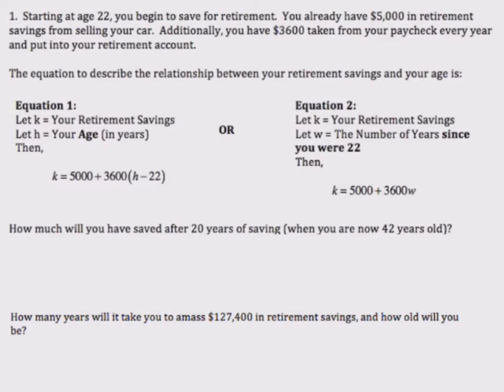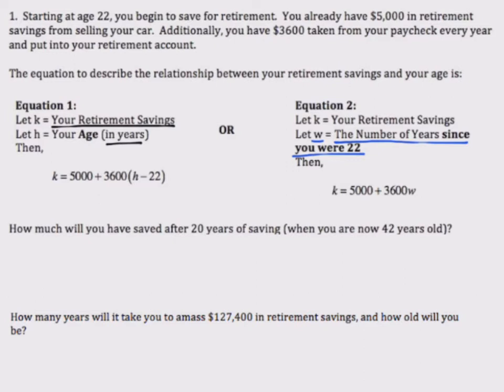But what I want us to be able to do now is, if we're given an equation, use it to our advantage. So we have two equations below, and in the first one, we're going to have K equal our retirement savings. And the variable H is going to equal our age in years. Note that the slight difference in the second equation is that we have this variable W, which represents the number of years since you were 22. So one variable represents our age, one represents the number of years since we were 22.